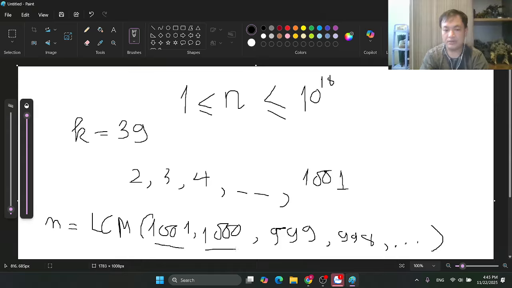101, 100, 1001, 1000, here all of these will be eliminated from this number. All of them will be eliminated, and it's not all. All of the divisors of this LCM will be eliminated.